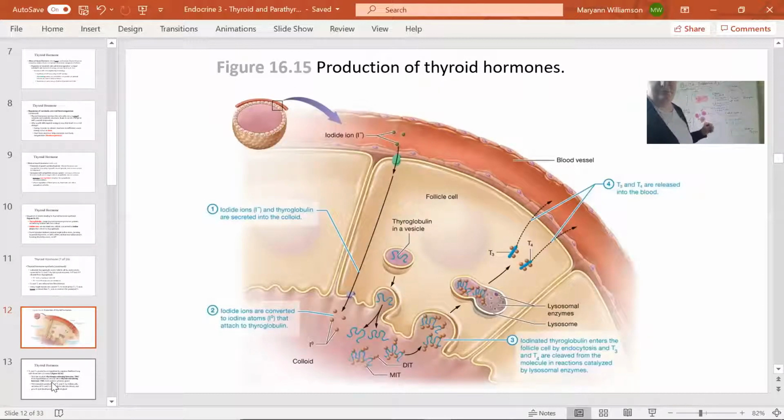And here's a picture in the book, much better than mine, where thyroglobulin is made, secreted into the colloid, combines with the iodine, and is then combined, and you make T3 and T4.